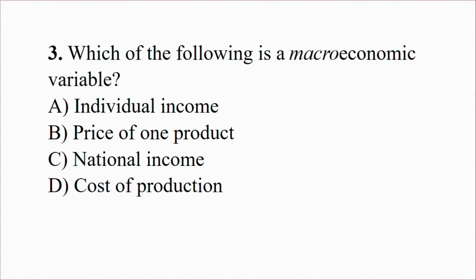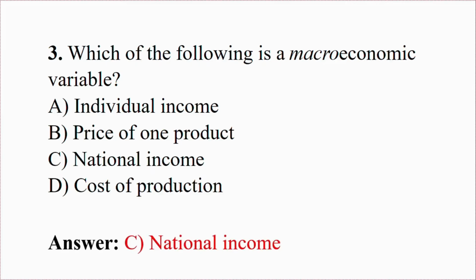The next question is, which of the following is a macroeconomic variable? A. Individual income, B. Price of one product, C. National income, D. Cost of production. The correct answer is C, national income.